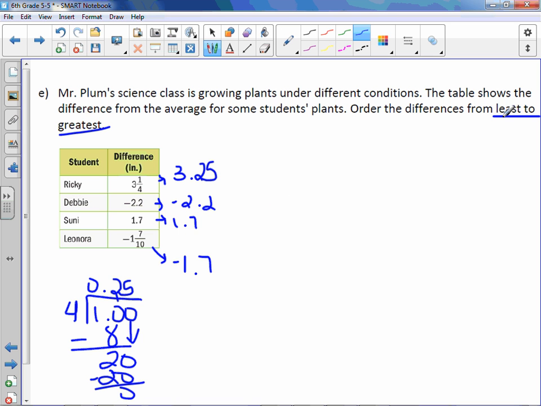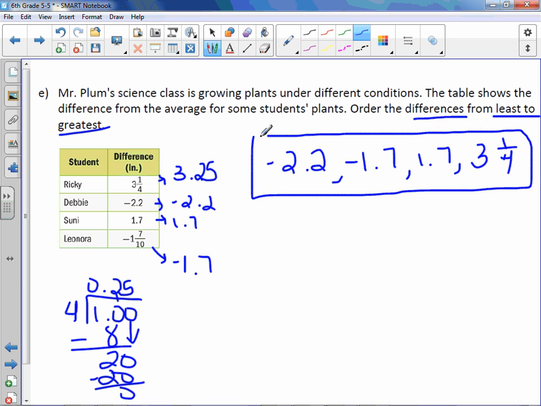Okay, so least to greatest. The smallest number has to be one of the two negative numbers. So it's negative 2.2. Then we have Lenora with negative 1.7. As we keep getting bigger, we have Suni with 1.7. And then Ricky with 3 and 1/4. Now, this said to label the differences from least to greatest, which is what I did. However, if it told me to label the students from least to greatest, I would write the names instead of the numbers. So be careful what the question is asking you.